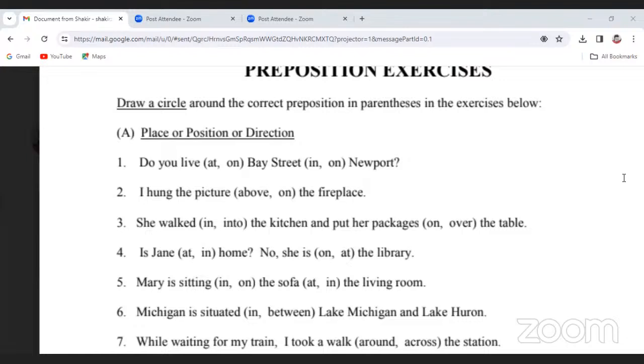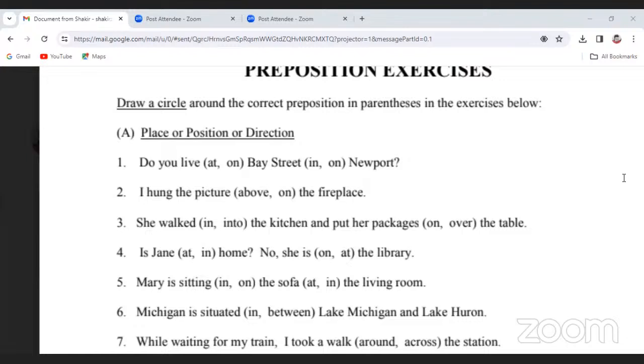Michigan is situated dash Lake Michigan and Lake Huron. Between. Yes, between is correct. When we use between, it shows that there are two things involved. For example, the sweet was distributed between Ram and Sham. Michigan is situated between Lake Michigan and Lake Huron.